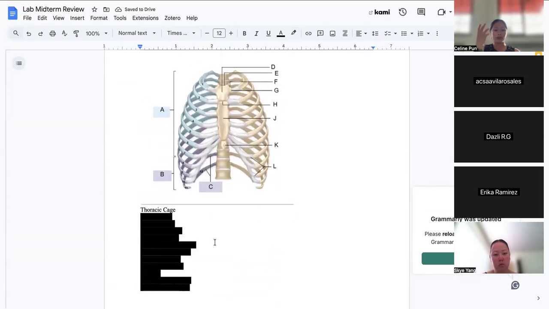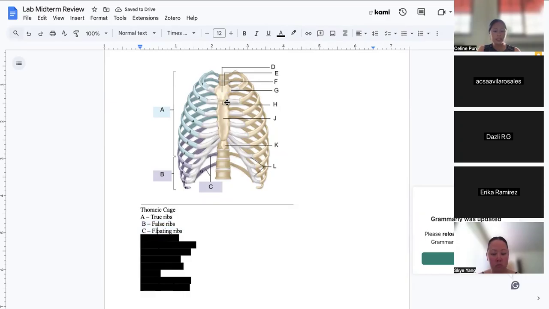Okay, now it's our thoracic cage. What is A? What are these bones called? What type of ribs are they? These are your true ribs. And then B is your false ribs, and C are your floating ribs.